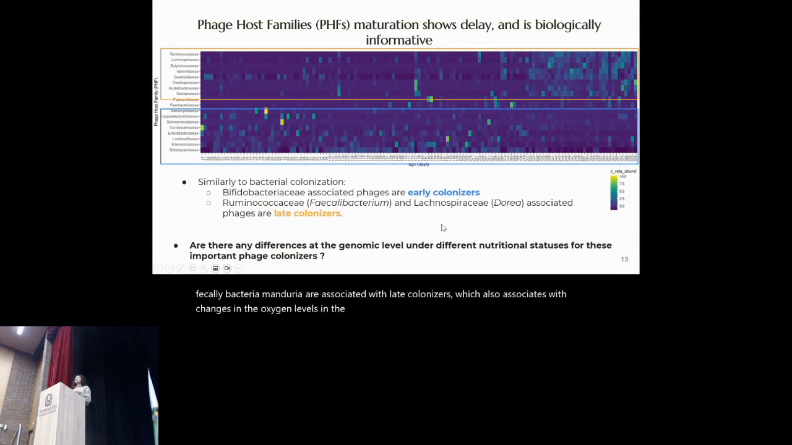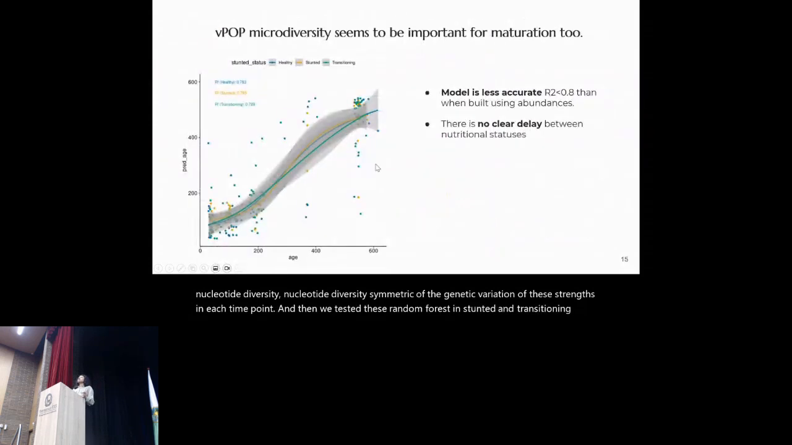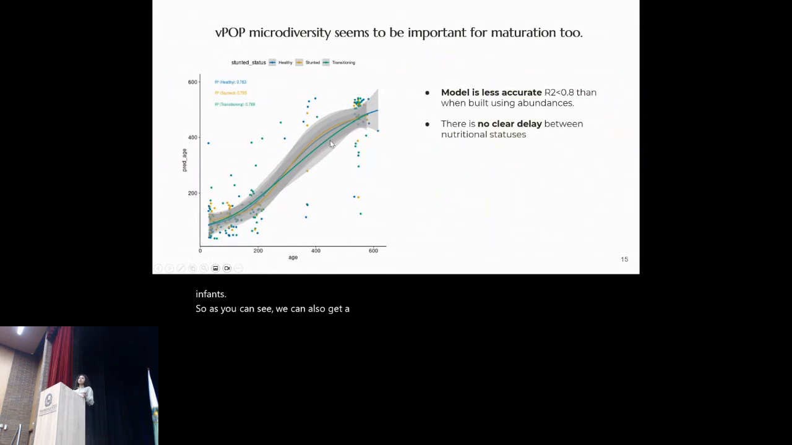Then we wanted to see if there were any genomic variation changes that were different between the nutritional statuses for each of these important phage colonizers. So we did the same random forest model to predict the age of the infant, but in this case we didn't use the abundance of the viral populations, but rather the nucleotide diversity. The nucleotide diversity is a metric of the genetic variation of these strains at each time point. And then we tested these random forests in stunted and transitioning infants. As you can see, we can also get a maturation curve for the three statuses, but this time we don't see any differences between them. And our model is also less accurate.